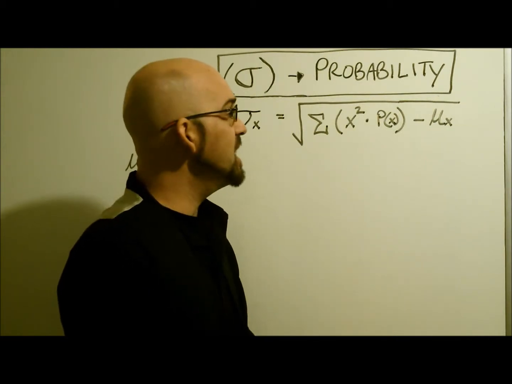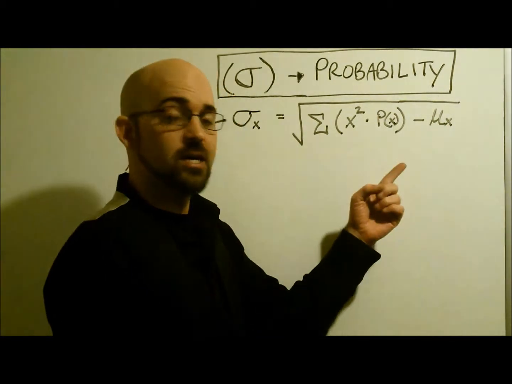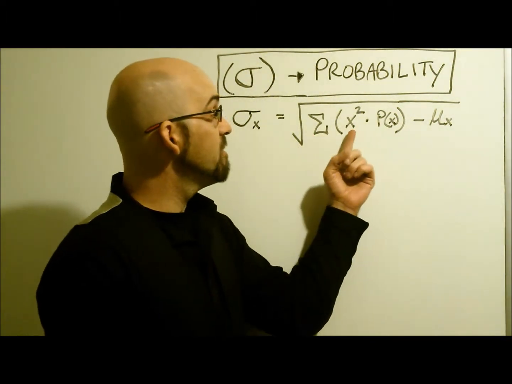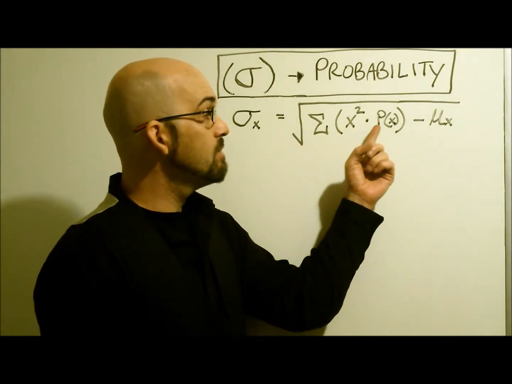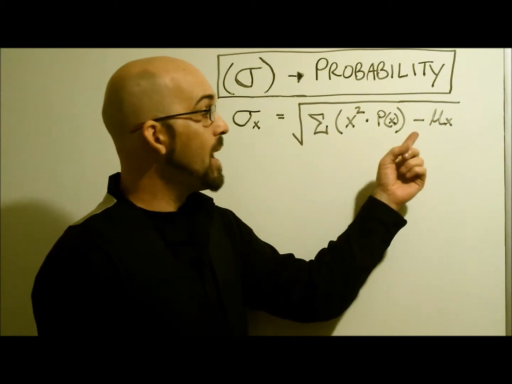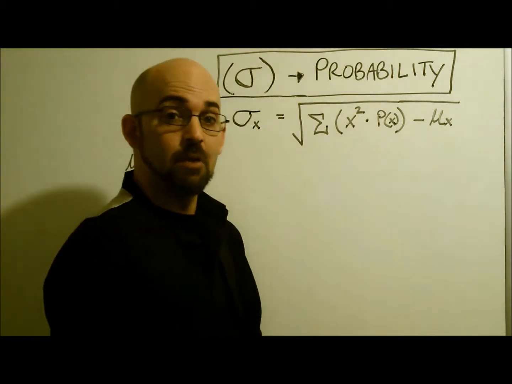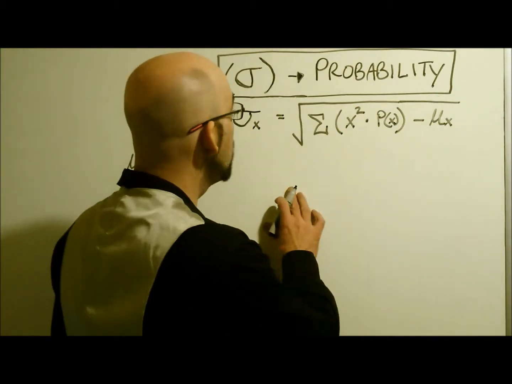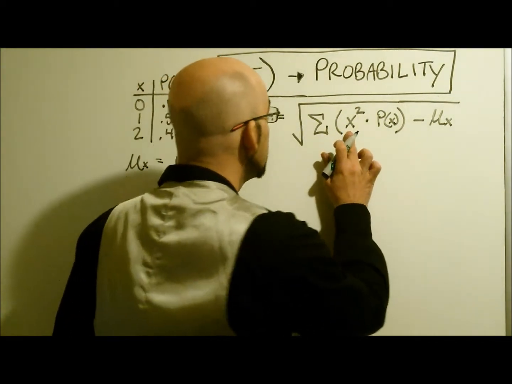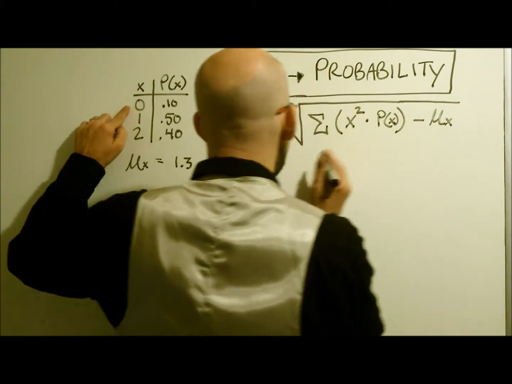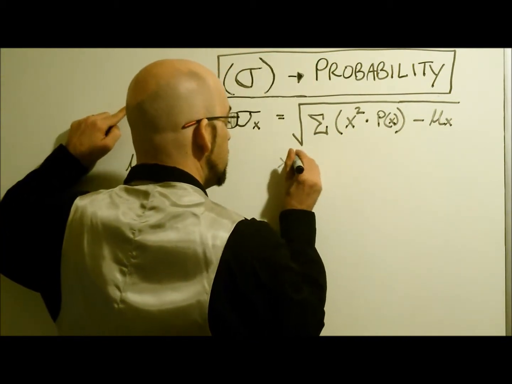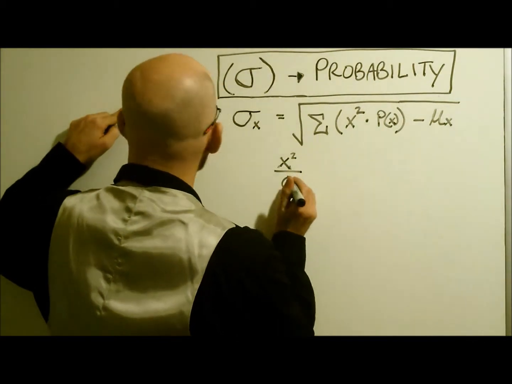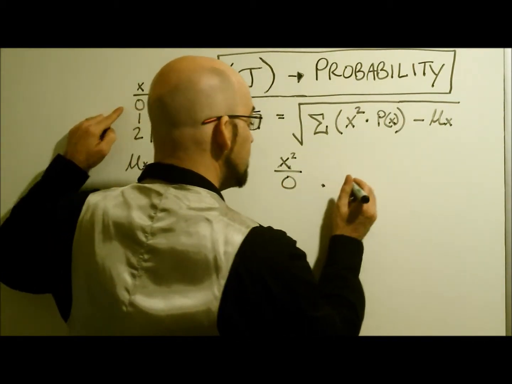What about the standard deviation? Well, here's the formula. You take the square root of the summation of x squared times the probability minus the mean that we had already found. Let's do it. So we know our x squared, 0 squared is still 0. The probability is still 10%.